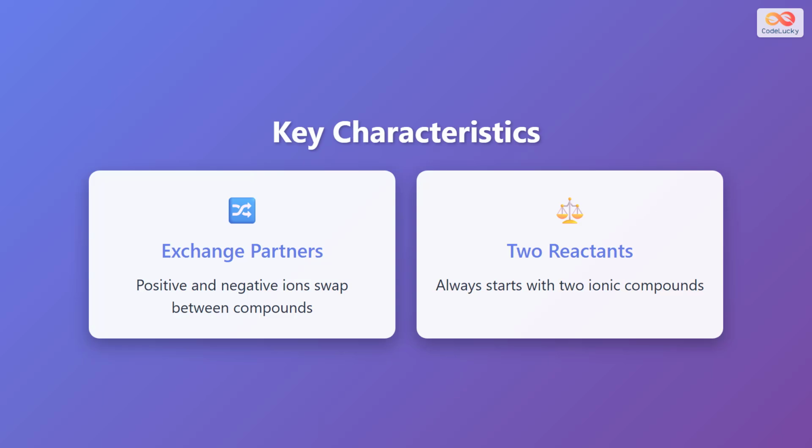Double replacement reactions have two defining characteristics. First, they involve an exchange of partners. The positive and negative ions literally swap between the two starting compounds. Second, these reactions always begin with two ionic compounds as reactants. You need both compounds present from the start for the exchange to occur. Without two ionic compounds, you cannot have a double replacement reaction.